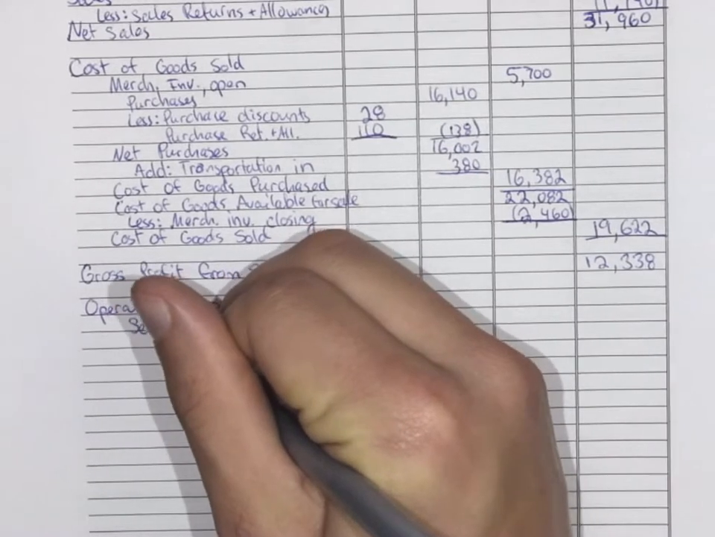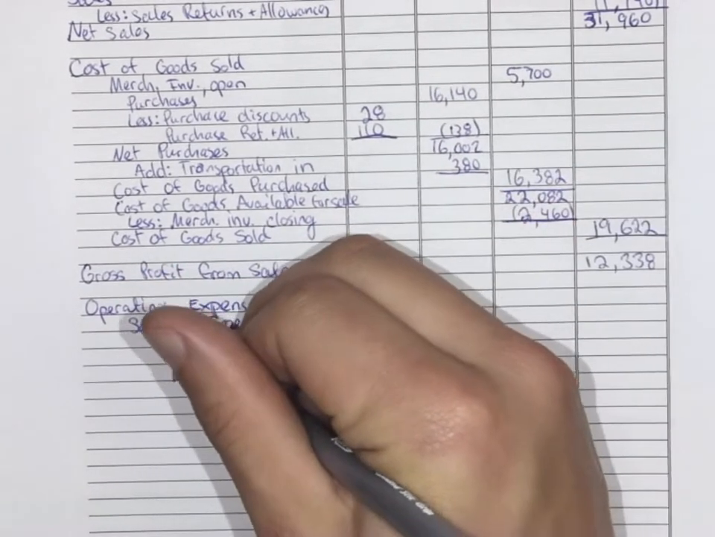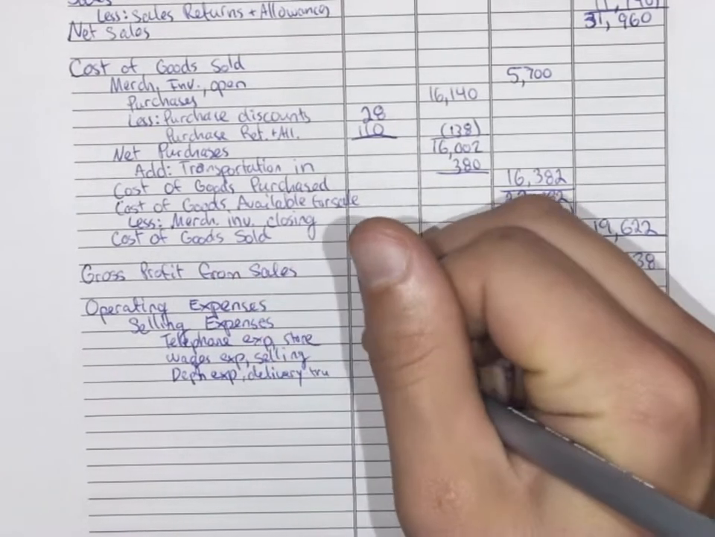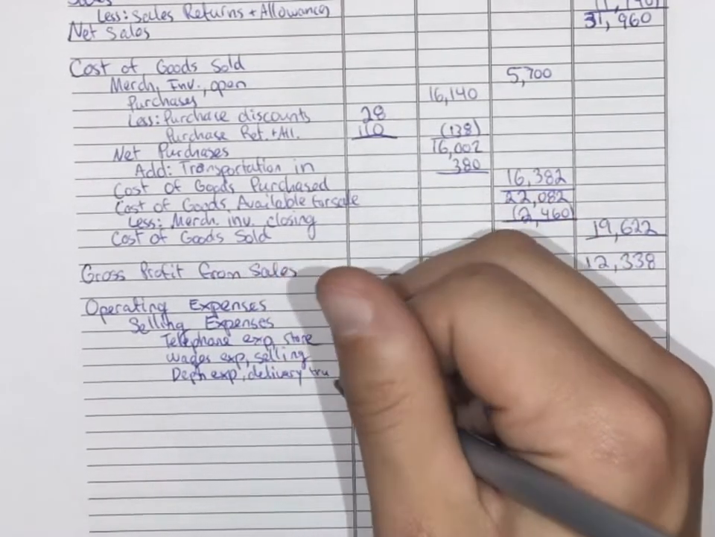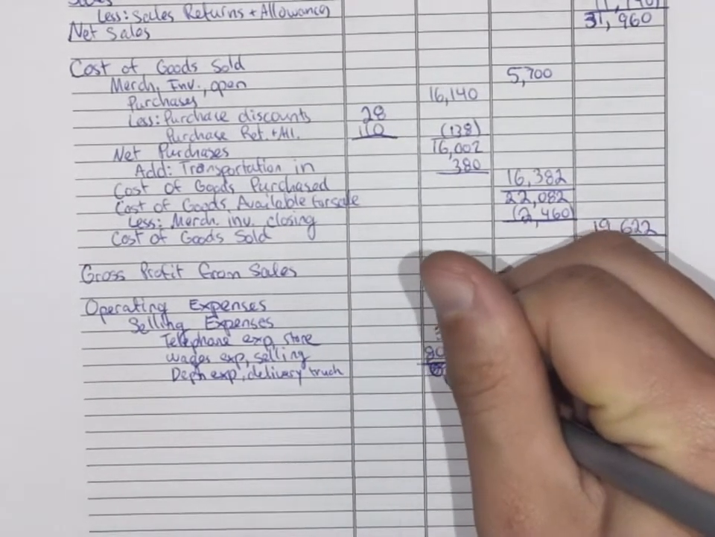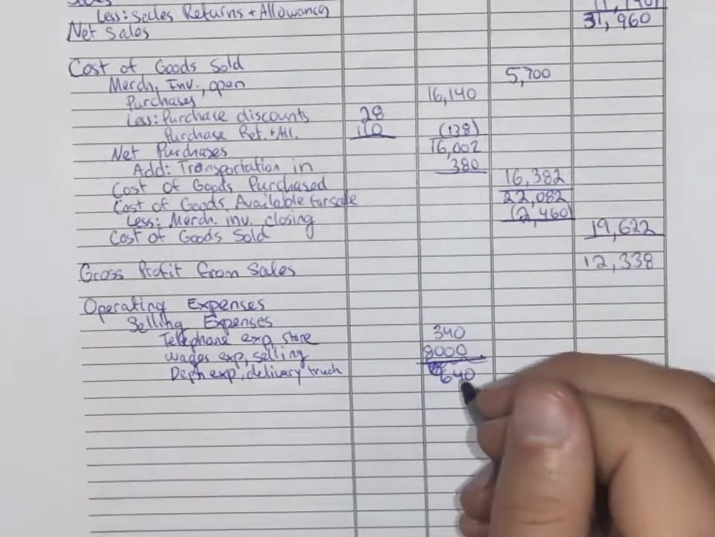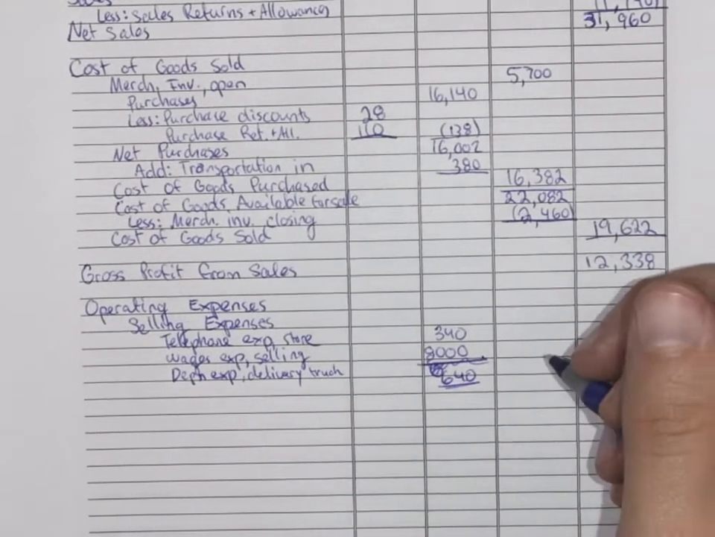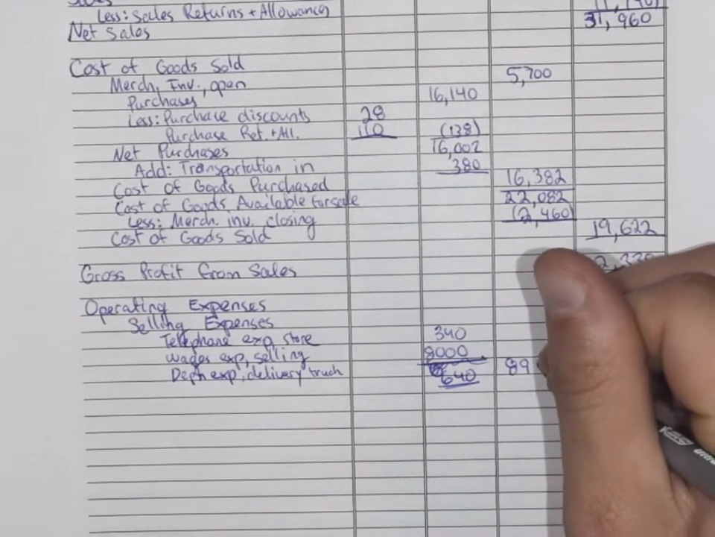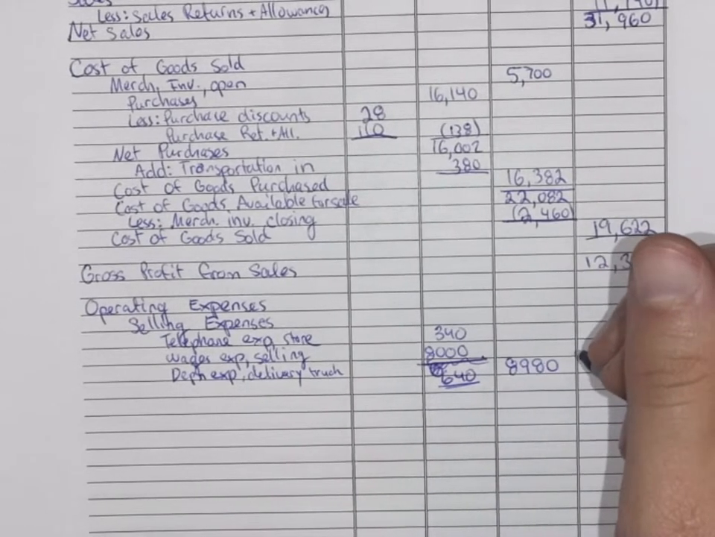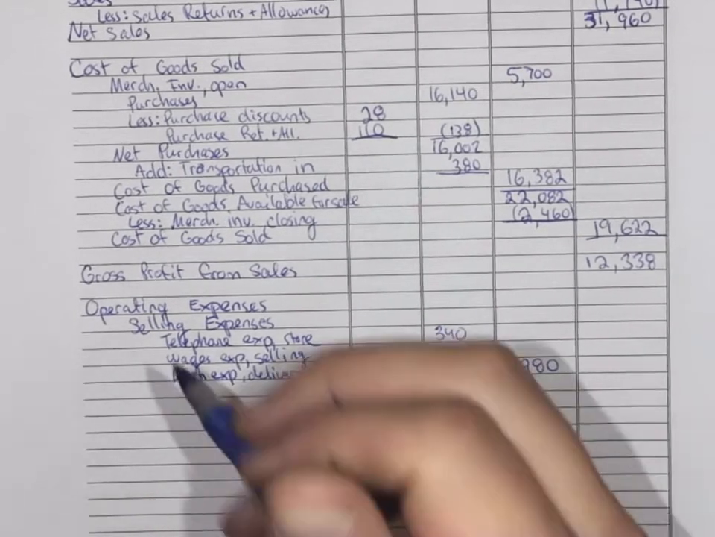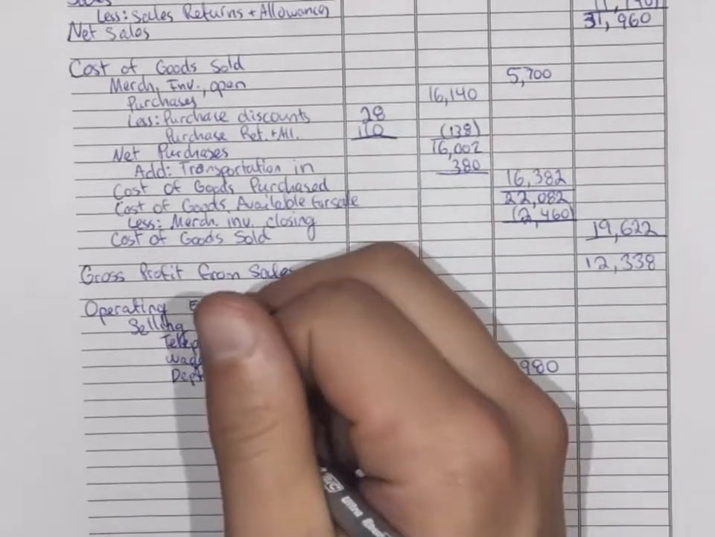Depreciation expense, delivery truck, $640. So now we have 8,980. You can either write total selling expenses, or you can just sum it like that.